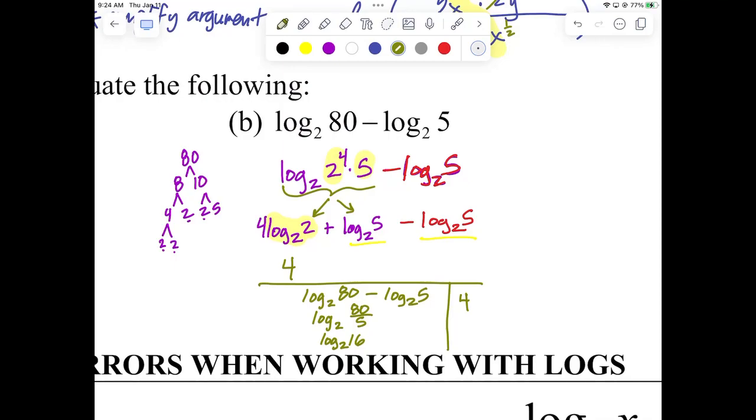Isn't Brady's way easier than mine? That's kind of an opinion, right? I don't know if it's fewer steps or not, but it does seem easier. I condensed. I have log base 2 minus log base 2, so I can divide those arguments, which gives me 16. And now 2 to the 4th is 16, so the answer is 4. Which way is actually correct?